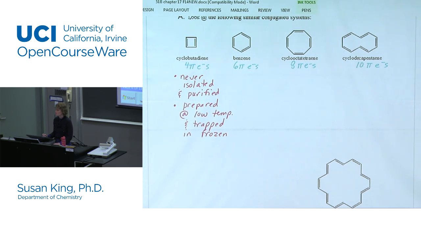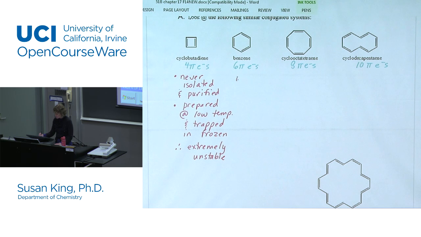What temperature would frozen argon be at? Does anybody know that? I know it's really low. Does somebody know? Any of my TAs know? I want to say minus 178, something like really, really cold. So I'm sure you would all agree that this is extremely unstable. Okay, so that goes that idea.